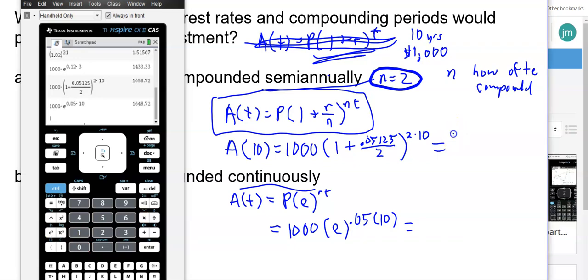Okay, so this one we got $1,658.72, $1,600. This one we got $1,600, but only 48 instead of 58.72. That's it.